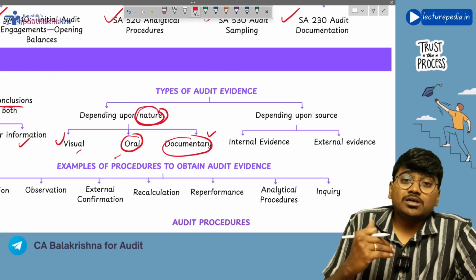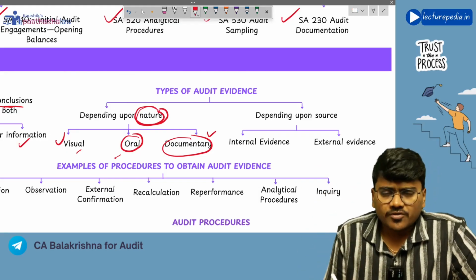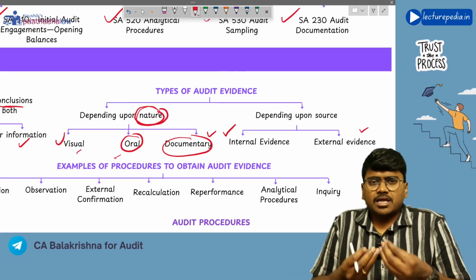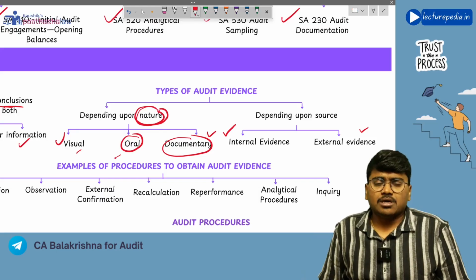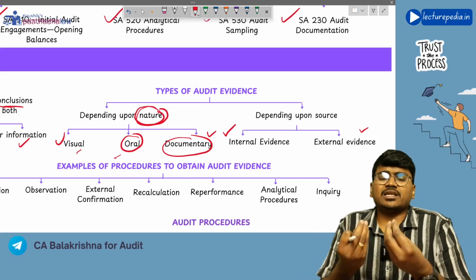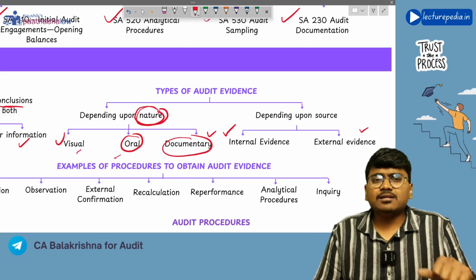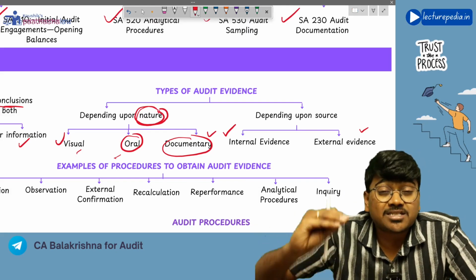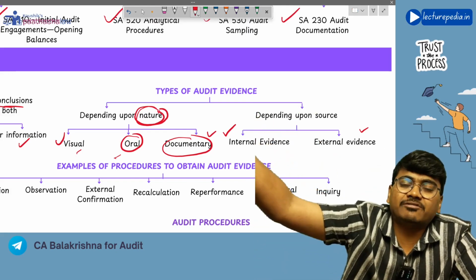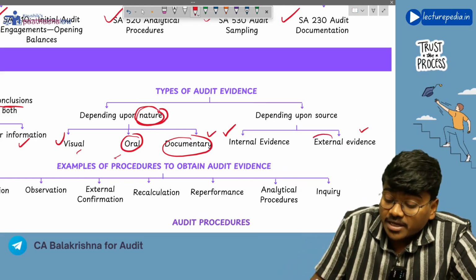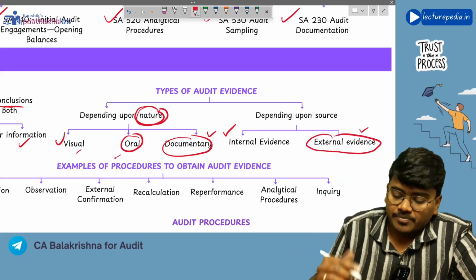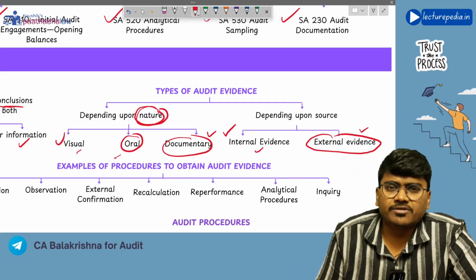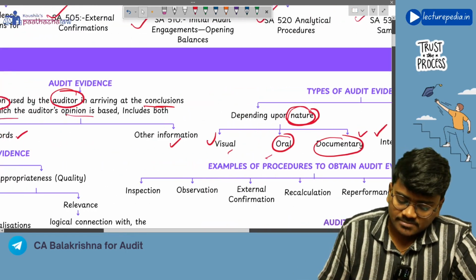Now, based on the source of the evidence, it can be either internal evidence or external evidence. Internal evidence is evidence generated within the organization. For example, when you make a sale, you generate a sale invoice, which is internal evidence. Similarly, if you make a purchase, you get a purchase invoice given by a third party, which is external evidence. Remember that external evidence is always more reliable than internal evidence. There are some generalizations with respect to reliability of evidence, which we will see next.